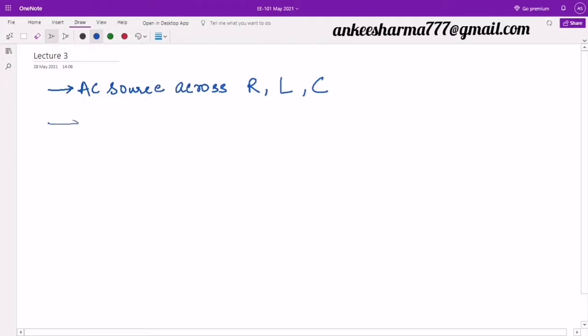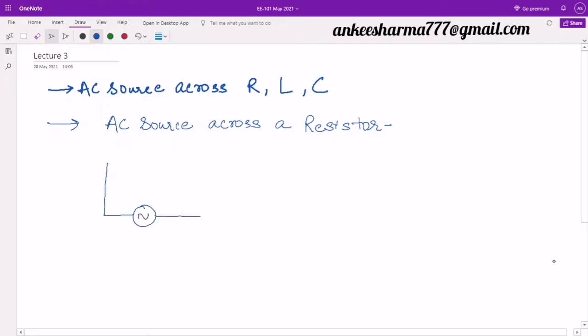Right, so first I will take the case of an AC source across a resistor. Now we all know what is an AC source. It is nothing but a sinusoidal signal. So I will take a sinusoidal source over here and I will connect a resistor across it simply.